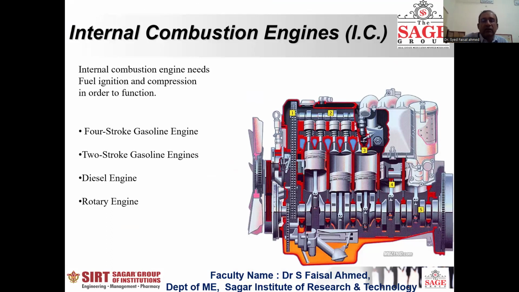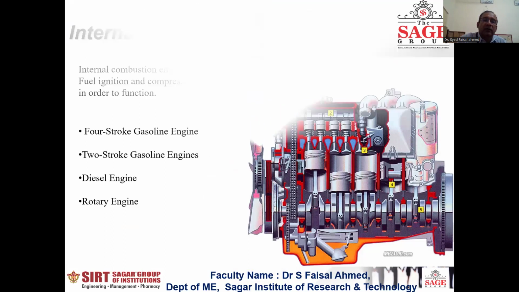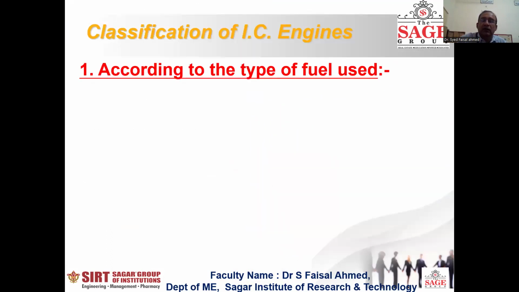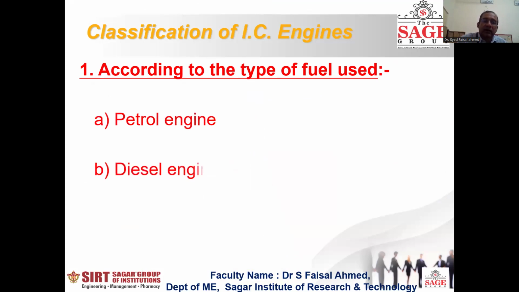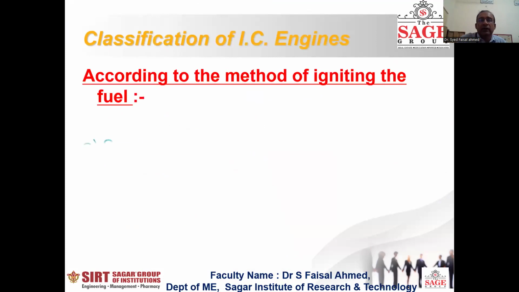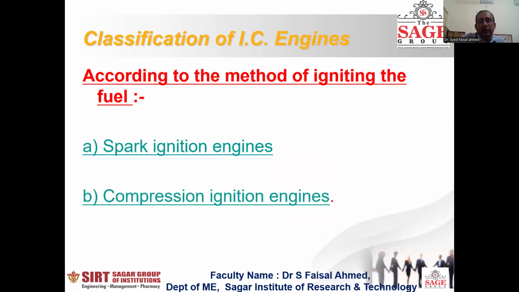These are the various types of engine we can classify, depending on the type of fuel. According to the type of fuel used, it can be petrol, diesel, CNG, gas engine, and so on. Classification of IC engine depends on it. Other classifications are based on ignition properties, like spark ignition and compression ignition.